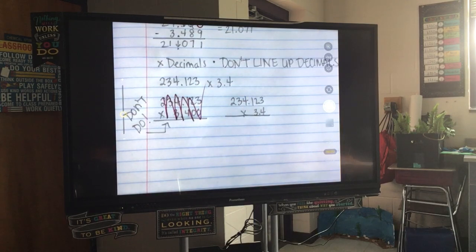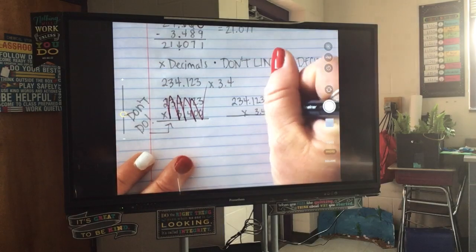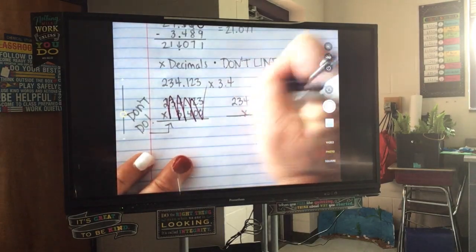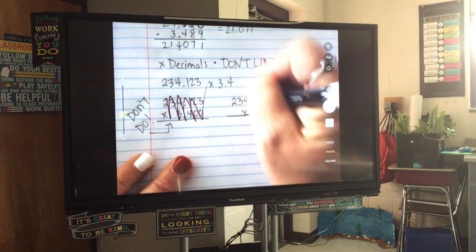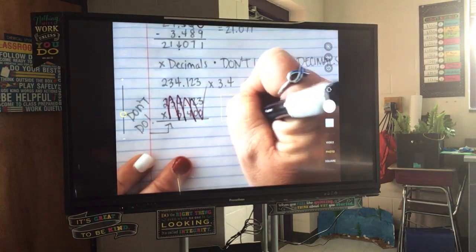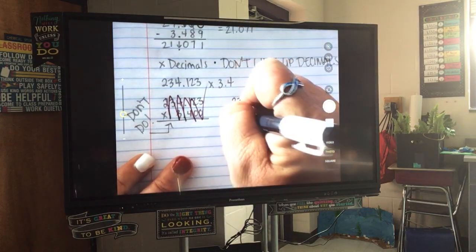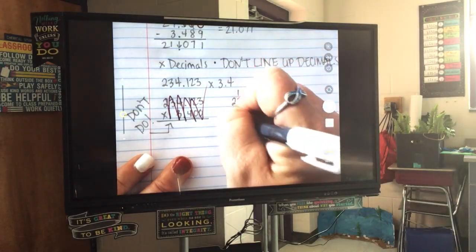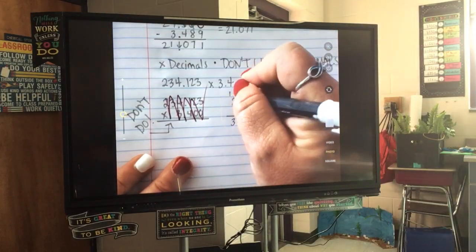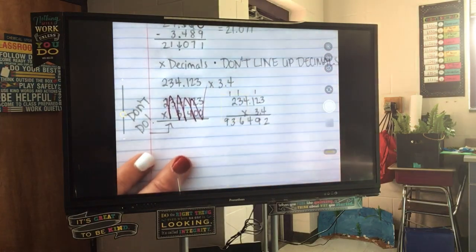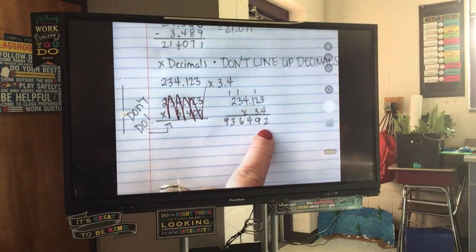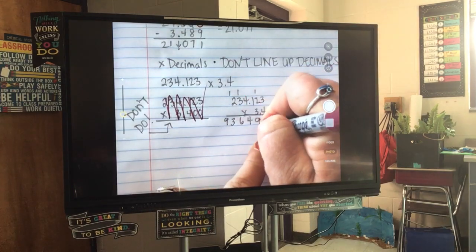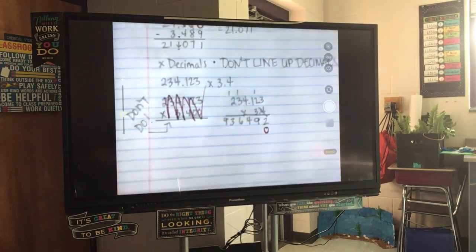All right, so this is what your problem should actually look like. So at this point, we just multiply as normal. Don't worry about your decimals, let's just go through and multiply. So we do 3 times 4 is 12, 4 times 2 is 8 plus 1 is 9, 4 times 1 is 4, 4 times 4 is 16, 4 times 3 is 12 plus 1 is 13, 4 times 2 is 8 plus 1 is 9. What do I have to put under my 2? Callie? Placeholder. I'm going to cross off my 4 because I've already used it.